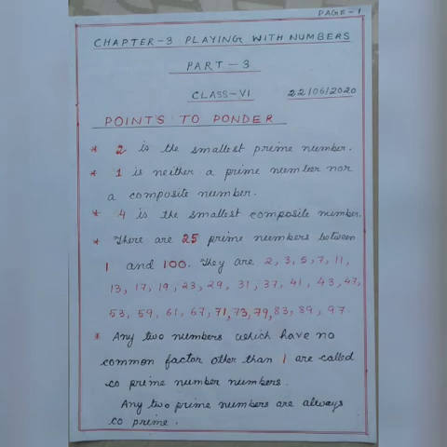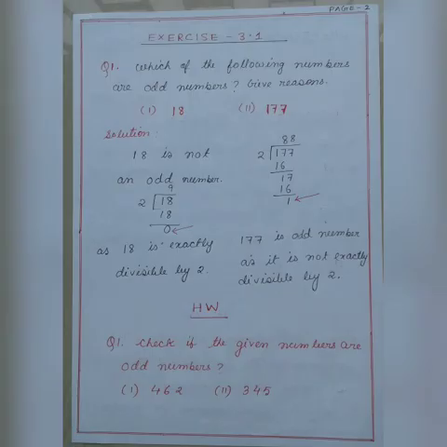Point number 5: any two numbers which have no common factor other than 1 are called co-prime numbers. Any two prime numbers are always co-prime, and this is an important point to remember. So you just remember this point. Now let us try to solve some problems from exercise 3.1.